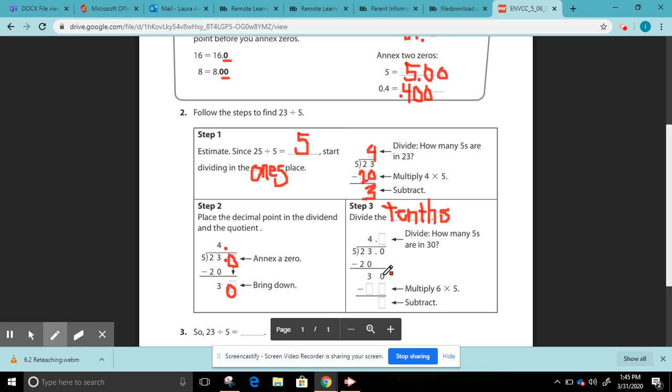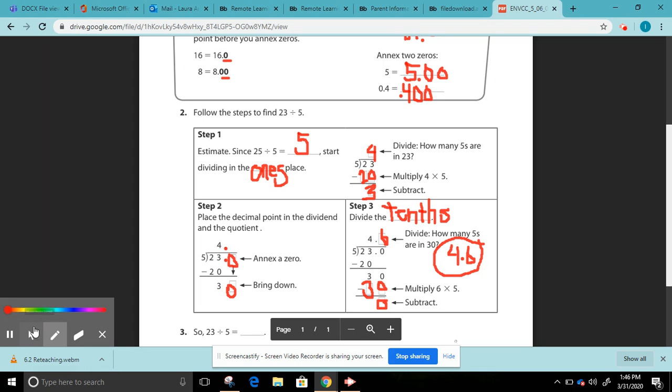So 5 goes into 30 how many times? If you said 6 times evenly, that is correct, 6 times. 6 times 5 gives us 30. And when we subtract 30 minus 30, we get 0, correct. So our answer is 4 and 6 tenths. 4 and 6 tenths.